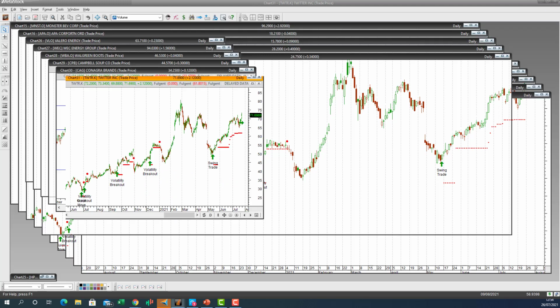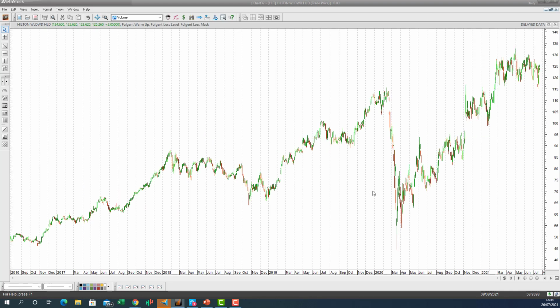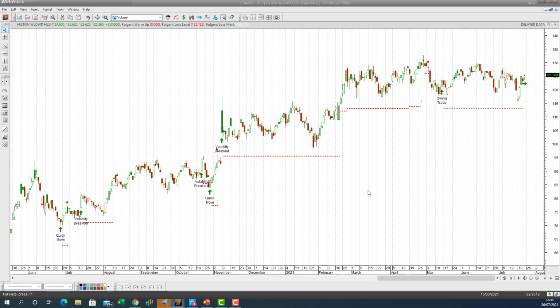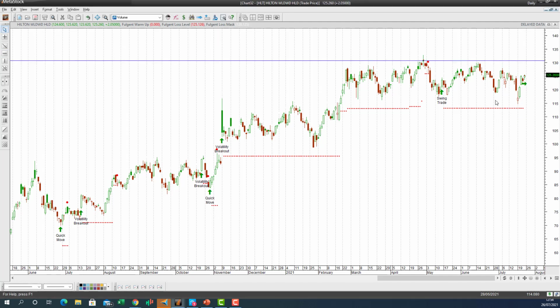Right, so Hilton Worldwide in a long, 48 days into a trade. You can see the volatility breakout, quick move, fantastic swing trade there. Still long in a swing trade. Trading stop loss is here at 113. Upside resistance targets are these old highs here, a key resistance level. So there's a swing trade getting closer to the profit target there.